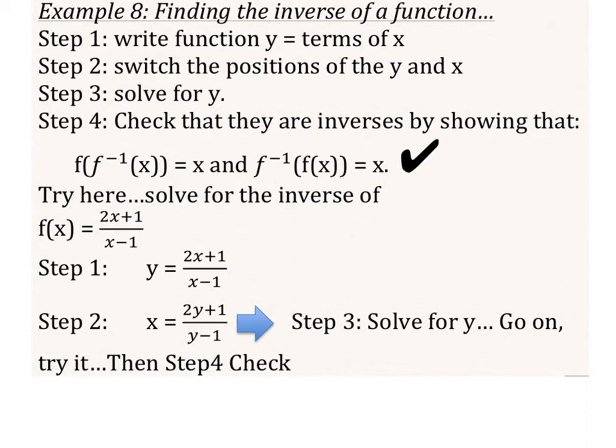So see what you think. Give it a try. It's kind of a tougher problem, but on the next slide, I'll finish it for you. So pause it, give it a shot, see if you can simplify it down to solve for y. And remember, you can always test it by going and making composites of your final with your original. If you end up with x, you're good to go.